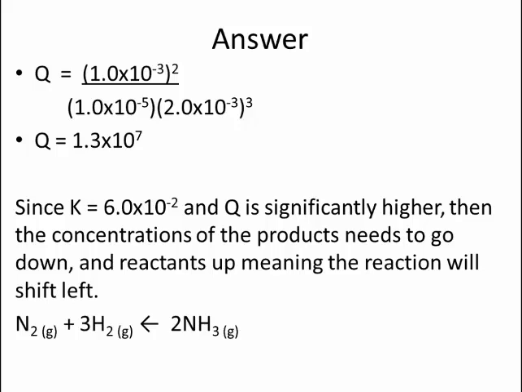So just simply throw the concentrations in, calculate the Q value, compare the Q value with the K value. If the Q needs to decrease in value, that means less products, more reactants, shift left. If the Q value needs to increase in order to reach the K value, then that would mean more products and less reactants, which means it's going to shift to the right.